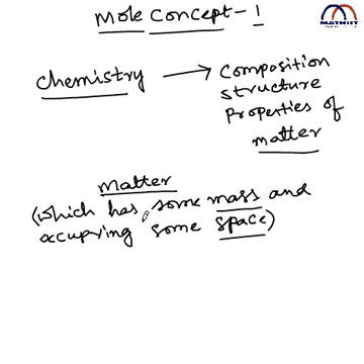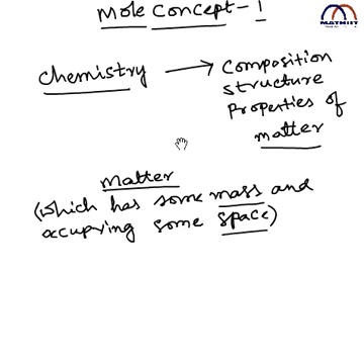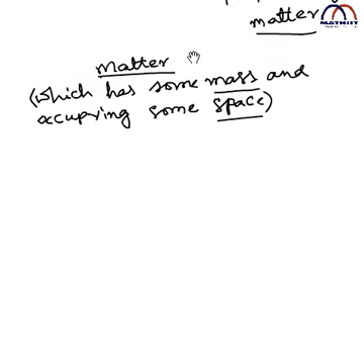Maybe it is visible or invisible. Suppose air present around you is invisible, but still it comes under matter because it has some mass and it is occupying some space, right? I hope that you understood the meaning of matter. Everything that is present around you comes under matter because all of it has some mass and occupies some space. So about its properties, structure, and composition we are studying in chemistry.